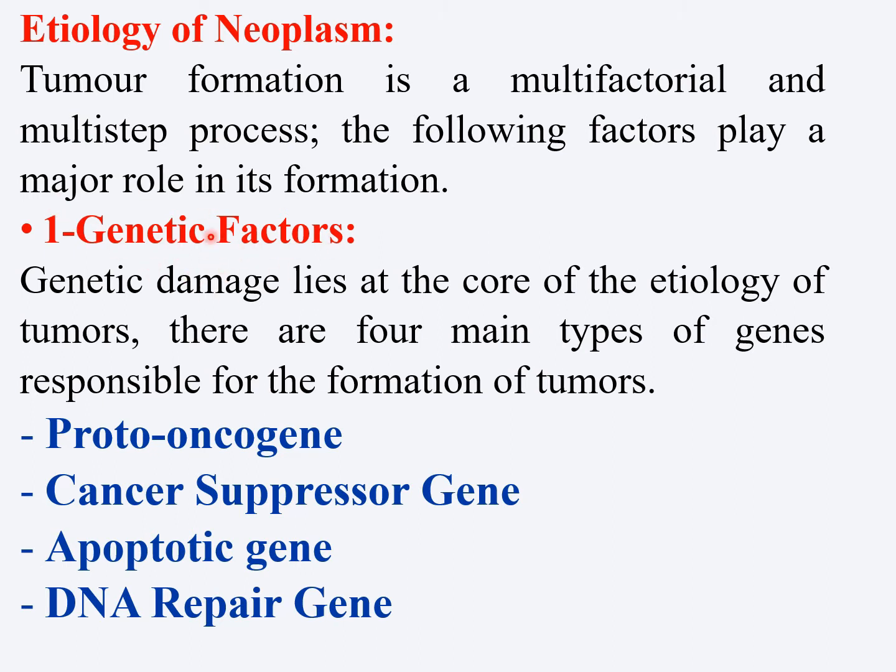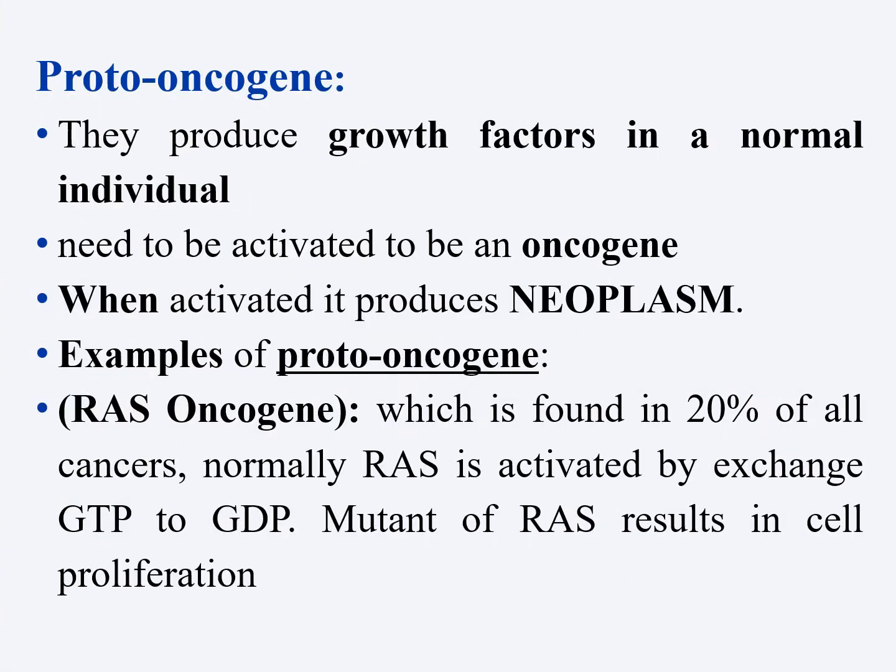Genetic factor means that there is some sort of damage in the DNA which results in, for example, mutation in proto-oncogenes, cancer suppressor genes, apoptotic genes, and DNA repair genes. So these are the genes which control the formation of neoplasm. Let us go over them one by one. Proto-oncogene. What is a proto-oncogene? Proto-oncogenes are found normally in our body, and they produce growth factors normally. But when mutated, they go crazy, giving what is called neoplasm.